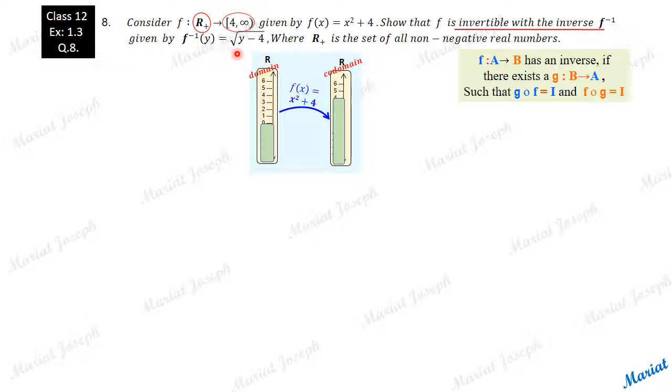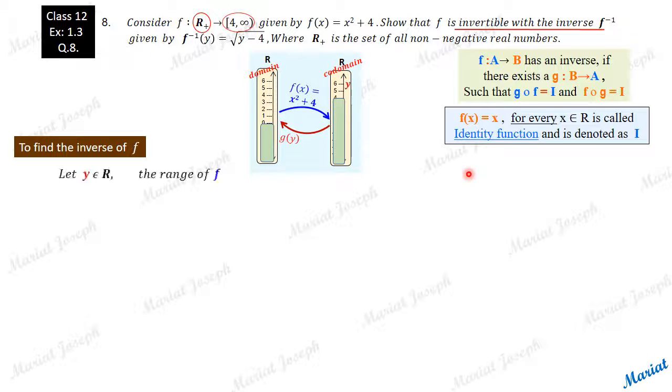This time we are given a reverse rule already. F inverse is root of y minus 4. We need to just verify this itself is the inverse. Let's go ahead. Let us take a y in the codomain. It is in the range of f now. Since it is in the range, this y can be written as x square plus 4 for some x of this domain.